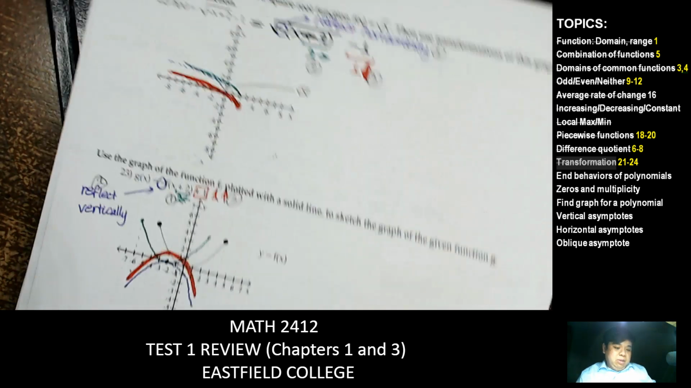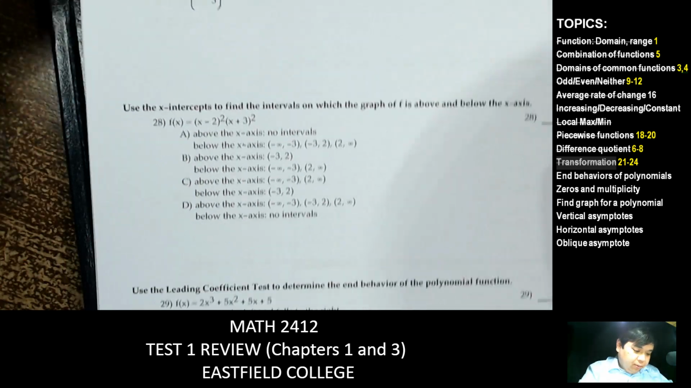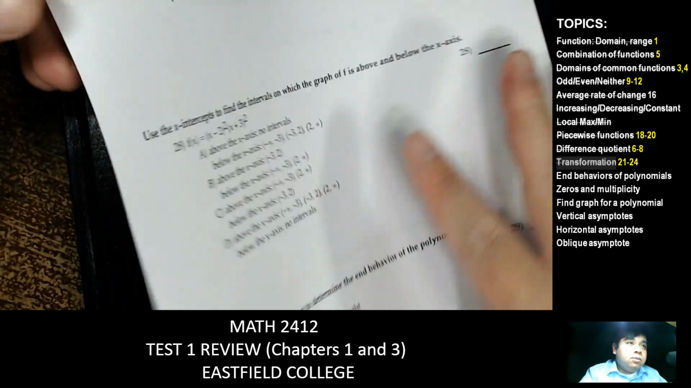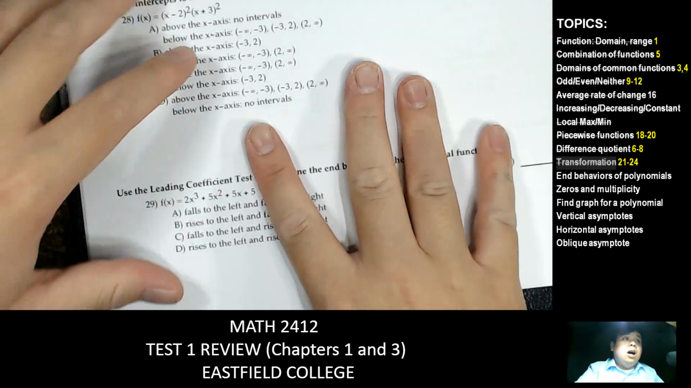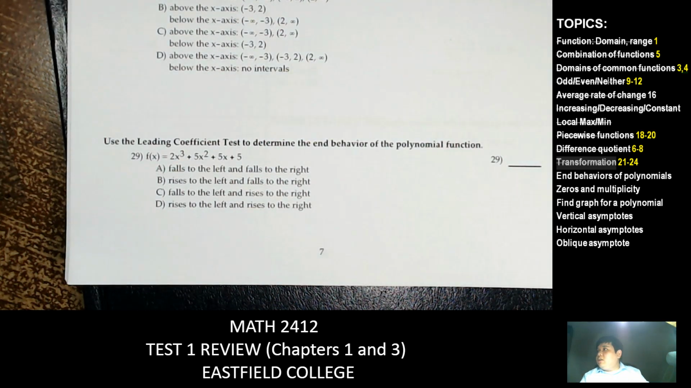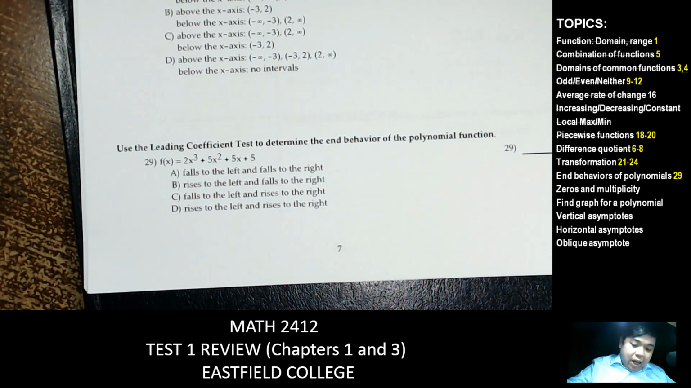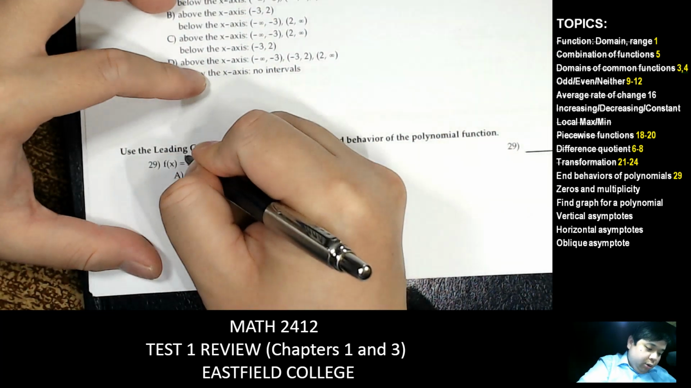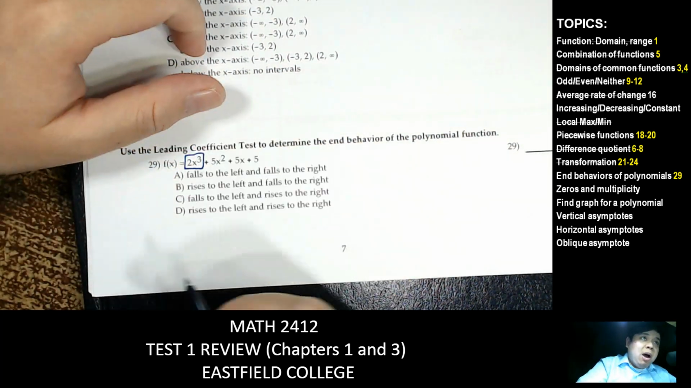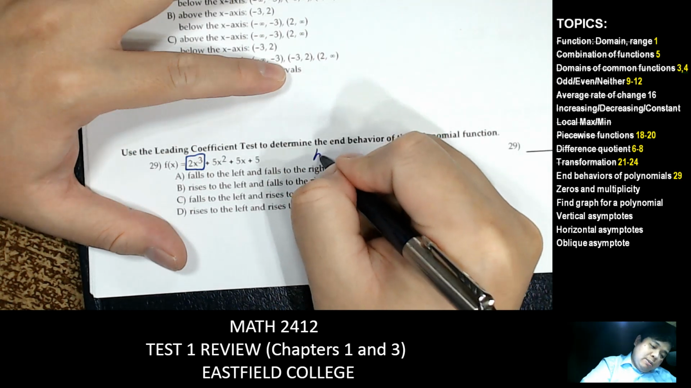Right. And end behaviors. Number 29. Right, and end behavior we will look at the highest power term, which is that.